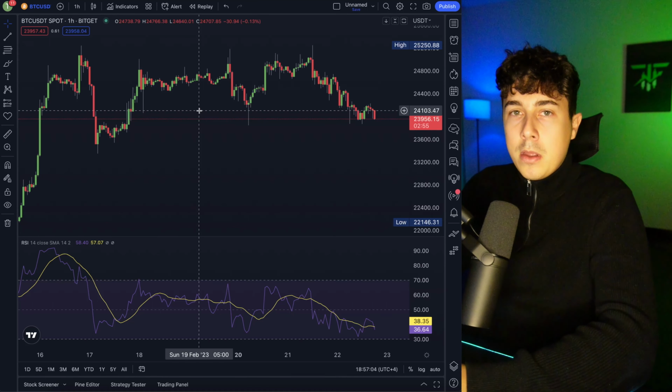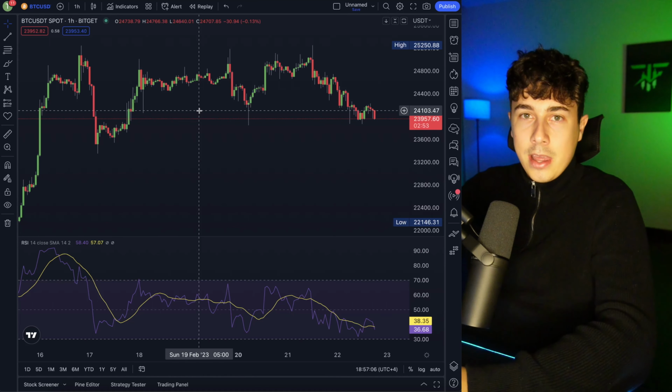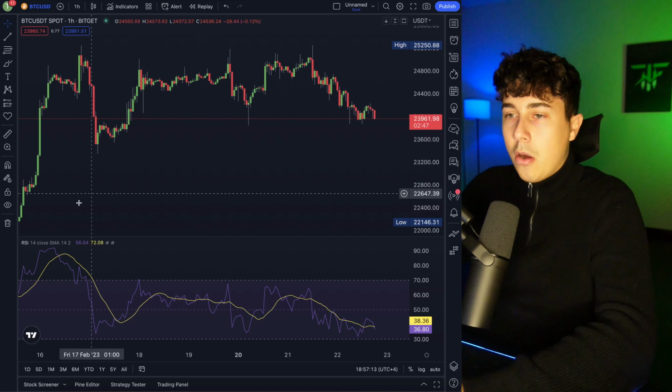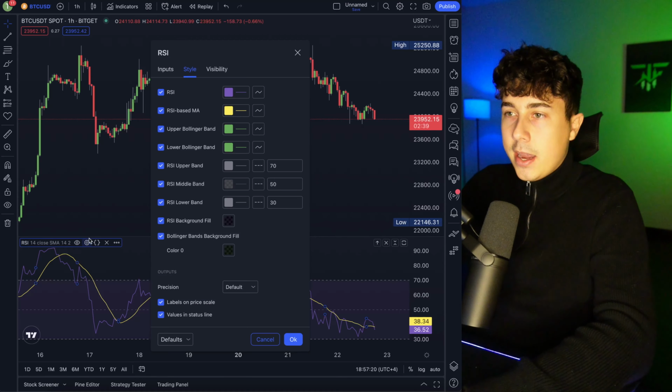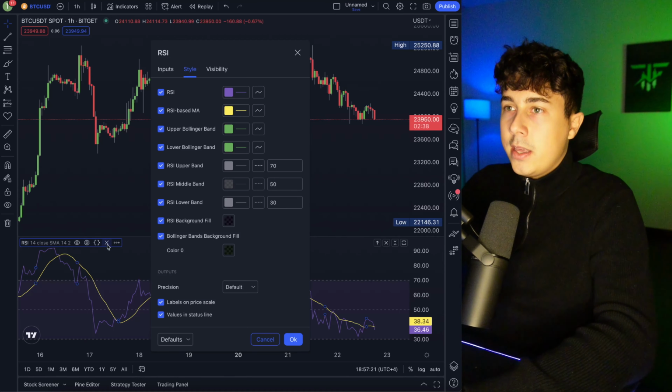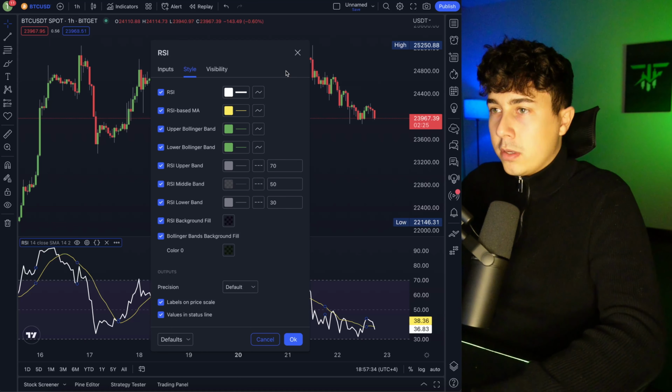But in my eyes, it's very important that you have a direct and clear view of your indicator. That's why I always modify my RSI, and today I want to show you how I do it. What you have to do is go to the settings of the indicator. If you click there, you can see that I'm on the Style tab. What I do first is switch my RSI color to white and make it bigger, because that looks cleaner in my eyes.